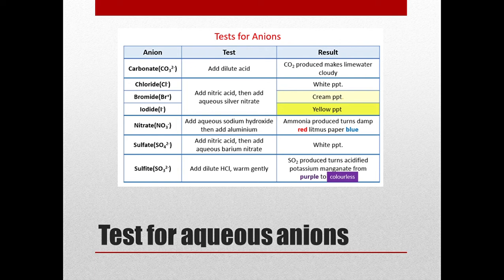Then sulfite. This is a particularly big one. Do not mix up sulfate and sulfite. The sulfite test is to add dilute HCl or any acid, specifically HCl, and then warm gently. The result would be that sulfur dioxide gas is produced, which turns acidified potassium manganate from purple to colorless, and it would turn acidified potassium dichromate from orange to green.